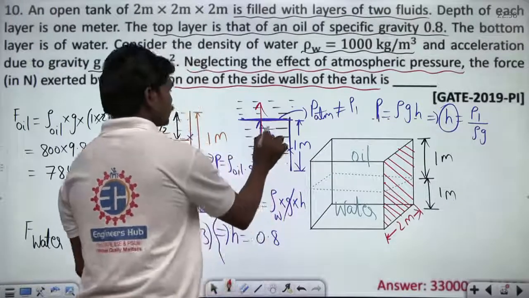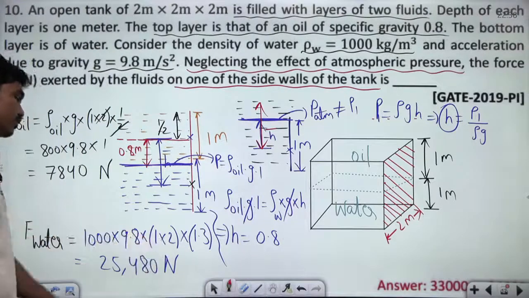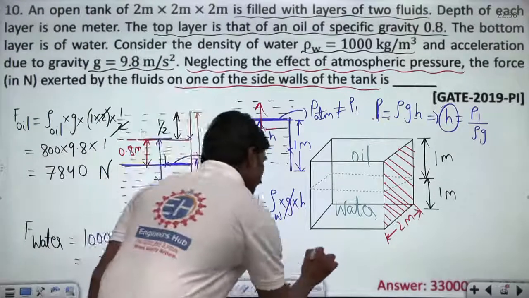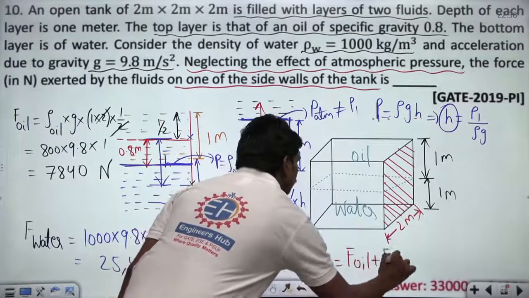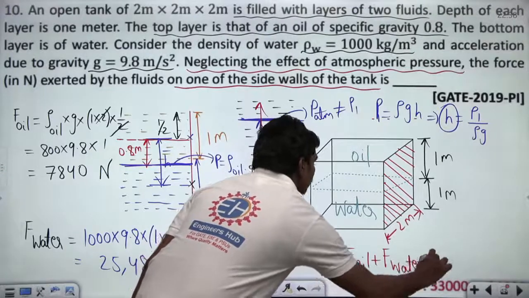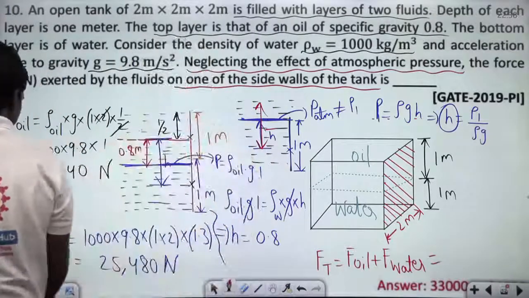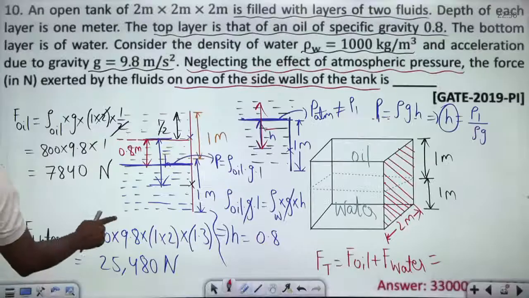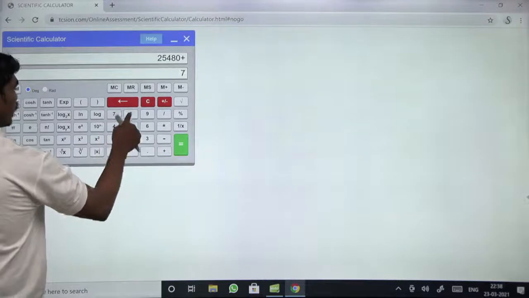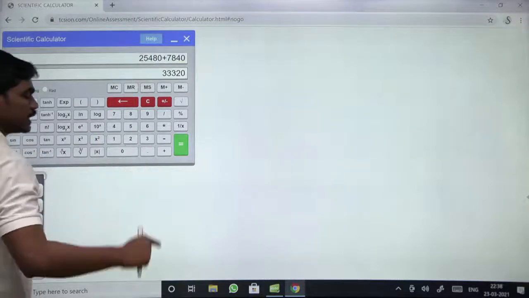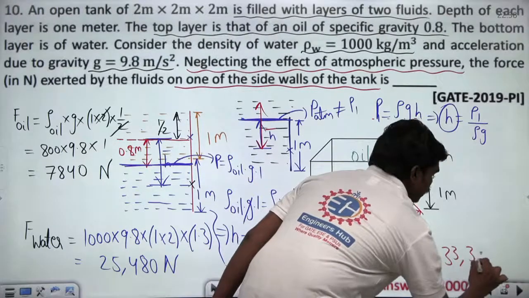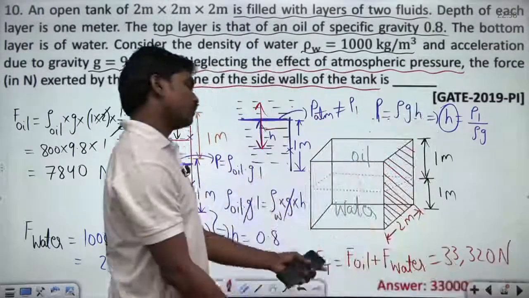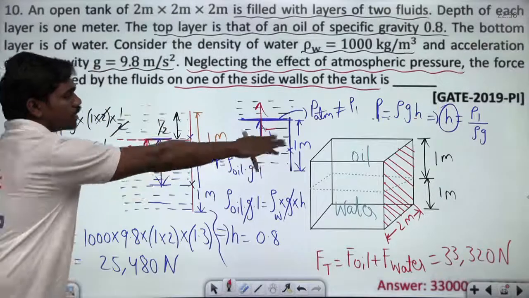Okay. So if this is your h bar, then we get 25,480. So what is the total force? F total is equal to F oil plus F water. The value is 25,480, which you have here, plus 7840. If you calculate this value, you get 33,320 newtons. So 33,320 newtons is the total force exerted by this fluid combination on that wall.